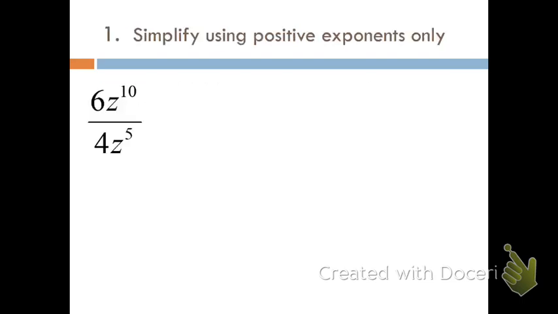Cool? So don't make this more difficult than what it is. Now, look at this first one. Let's make sure we're all clear on this. The 6 and the 4 are not exponents. They are coefficients. So what is 6 over 4? We can simplify 6 over 4 into 3 over 2.